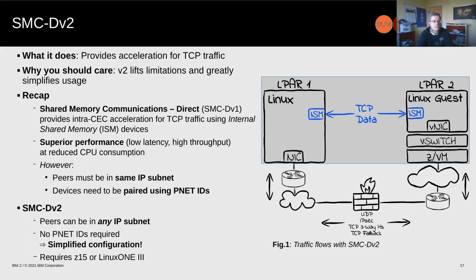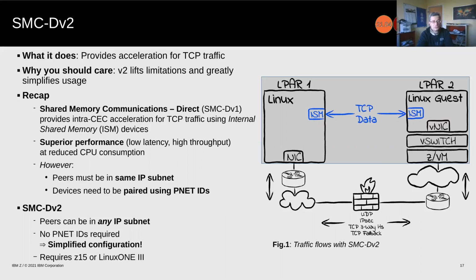However, the technology initially in SMC-D version 1 had some limitations. Two of them mainly, which are addressed now here. One limitation was that the peers had to be in the very same IP subnet. So as soon as a router was involved, like here in this diagram, here's a router on the left-hand side, and LPAR2 also accesses a router somewhere on the way to the firewall that might be in between, we could not support that initially, and this has been lifted with SMC-D version 2.